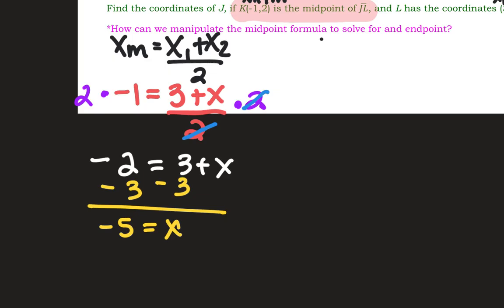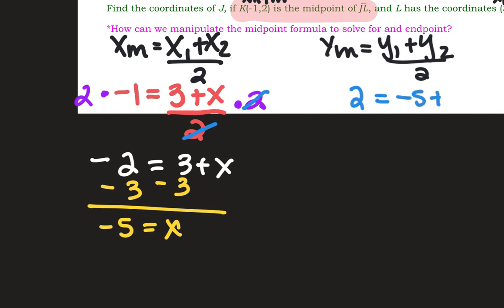All right, so I'm going to do ym equals y1 plus y2 divided by 2. I scooted down so I can't see my values. What is your ym? 2? Okay, I'm going to take your word for it. 2 equals, what's your y1? -5 plus y divided by 2. So it's the same thing. Same steps are going to happen.